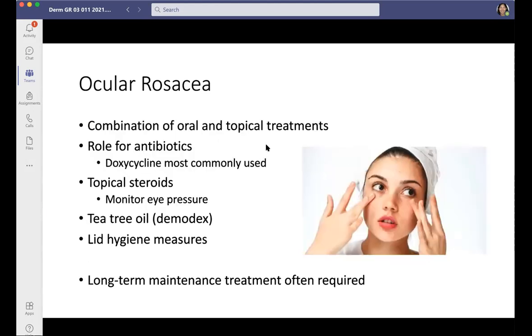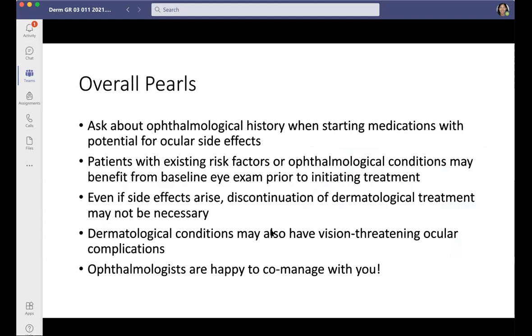We'll do a combination of oral and topical treatments, particularly doxycycline, the most commonly used antibiotic. Topical steroids, again, as Dr. Spencer mentioned, we do monitor the eye pressure. Some studies have shown effectiveness of tea tree oil applied to the eyelids for the Demodex. We do lid hygiene measures, but again, this is a long-term chronic remitting problem, similar to cutaneous rosacea. So we'll follow these patients over time to manage their ocular symptoms.